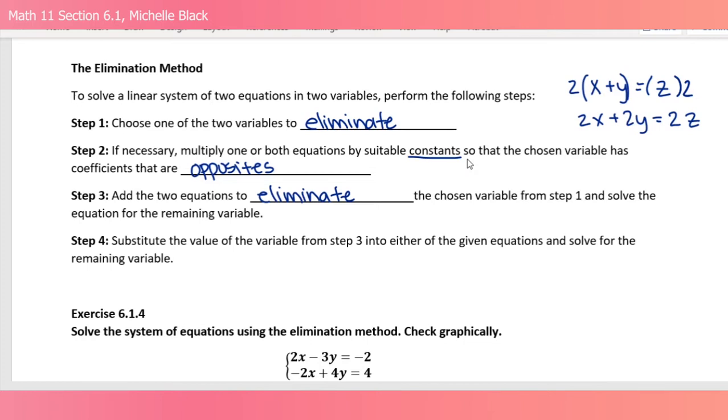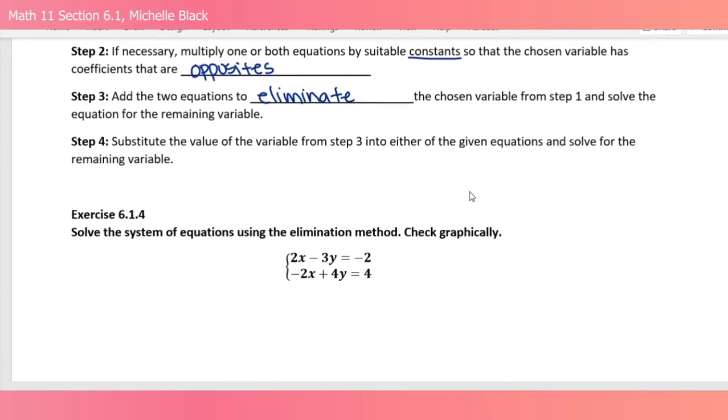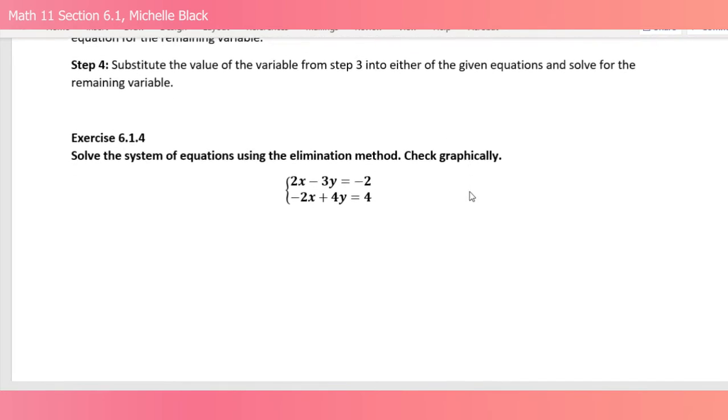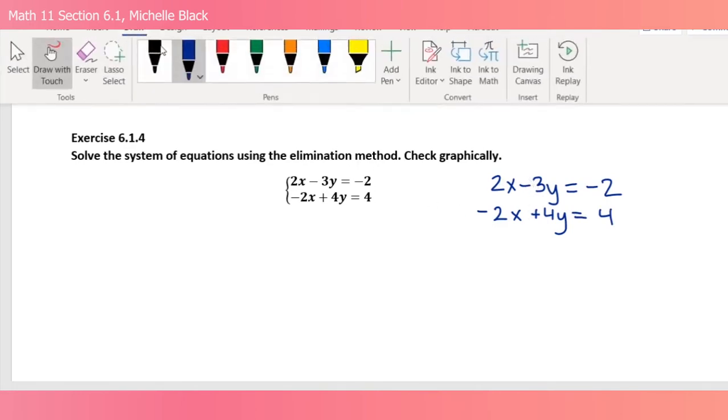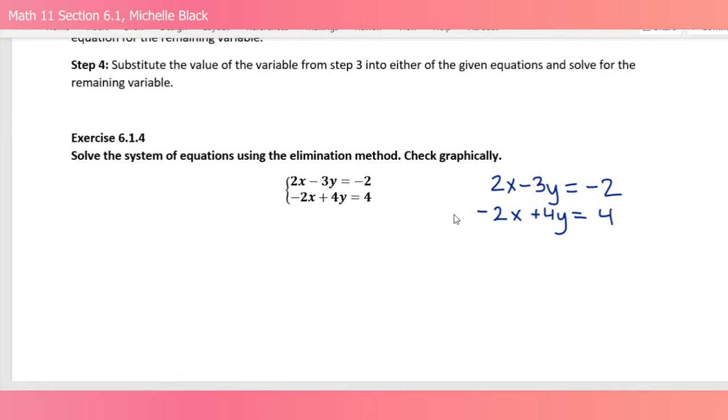And then we'll be left with an equation in just one variable that we can solve for, and then substitute that back into the beginning like we did with the substitution method to solve for the other variable. Let's look at this system. Now this system is already set up in standard form, meaning we have ax plus by equals c, which makes it very easy to start our addition. Also notice that our x's already have opposite coefficients.